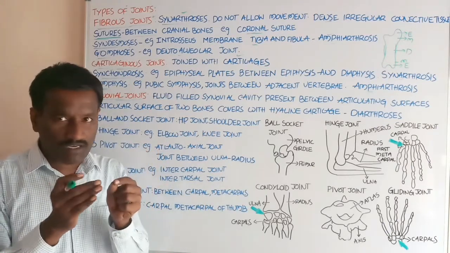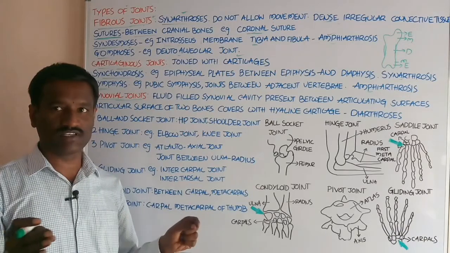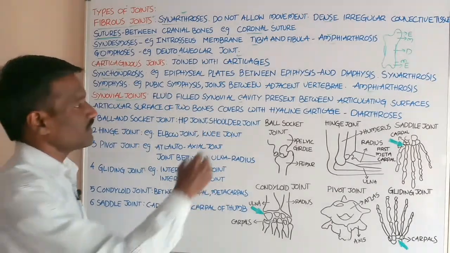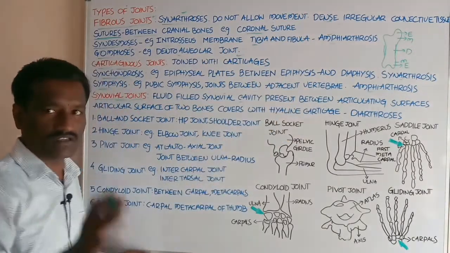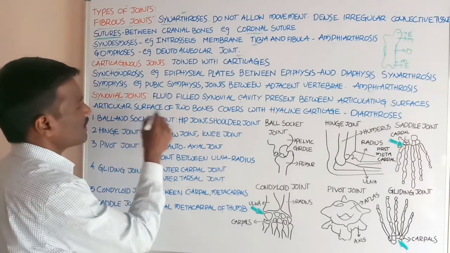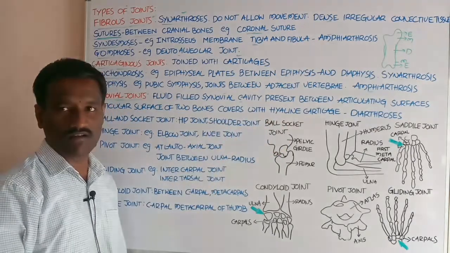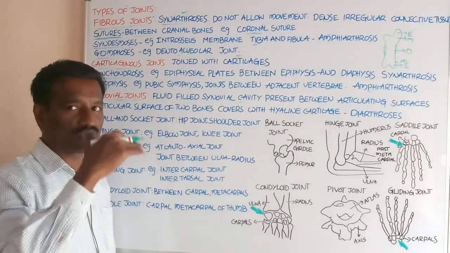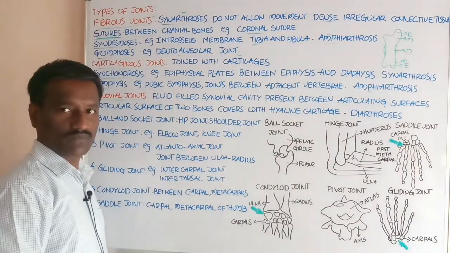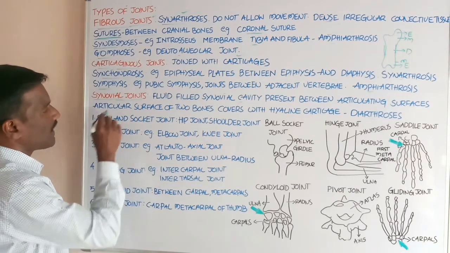At the region of the joint there is a fluid-filled cavity, that is called synovial cavity. Synovial cavity is the region present between the articular surfaces of the two bones. The articular surface of the bone is covered with hyaline cartilage. These joints allow the free movement, hence these are diarthrosis.